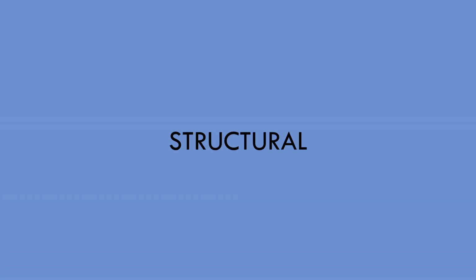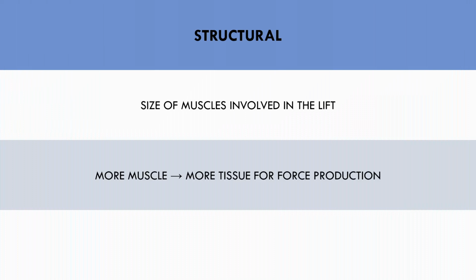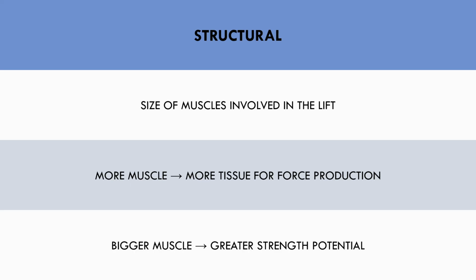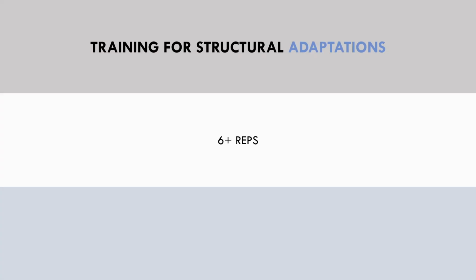The other contributing factor to strength is structural adaptations. This refers to the size of the muscles involved in the particular lift. The more muscle that a trainee has, the more total amount of tissue there is to contribute to force production. So a bigger muscle has more potential to be strong. Muscle growth is best achieved using higher rep ranges of around 6 and above with lighter loads. While neural adaptations don't require high volumes, muscle growth does. Generally, hypertrophy is best achieved using higher volumes of around 10 to 20 sets per muscle group per week.